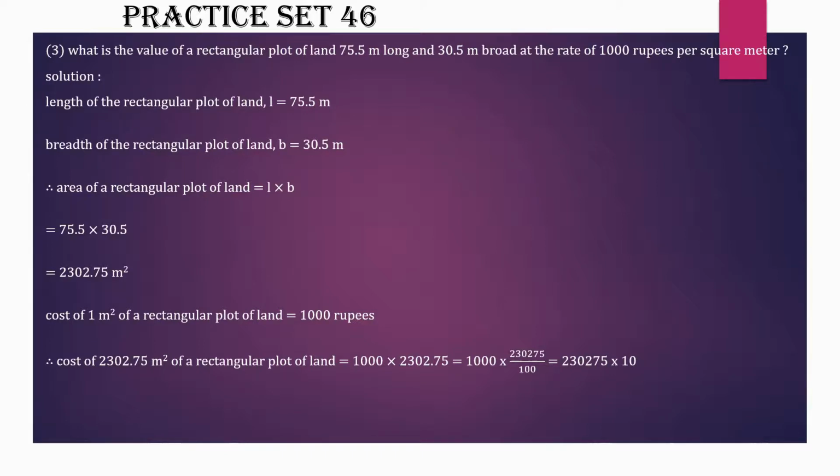Now we have to shift the decimal point. So we will have 1000 into 230275 divided by 100. Two times we shift the decimal, so we divide by 100. So we will have equal to 230275 into 10, which will be equal to 23,02,750 rupees. So the cost of 2302.75 meters square of rectangular plot of land will be equal to 23,02,750 rupees.